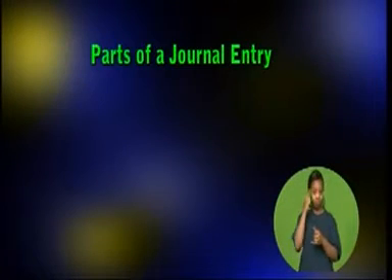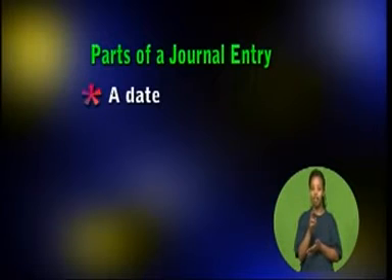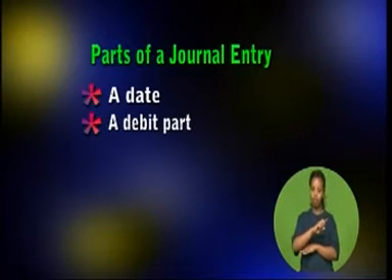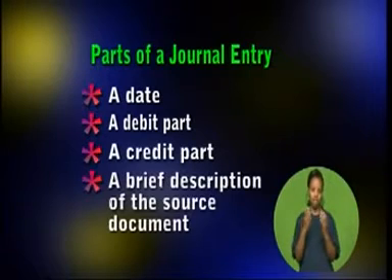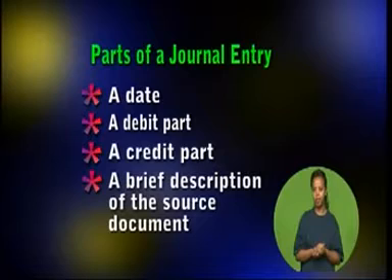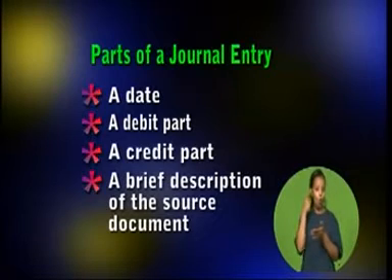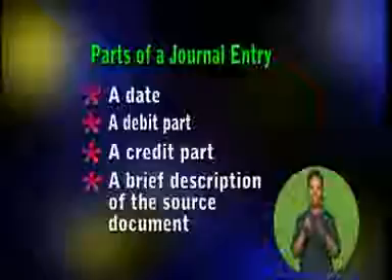Parts of a journal entry are generally four. These are a date, a debit part, a credit part, and a brief description of the source document. The source document for making an opening entry is the beginning balance sheet.